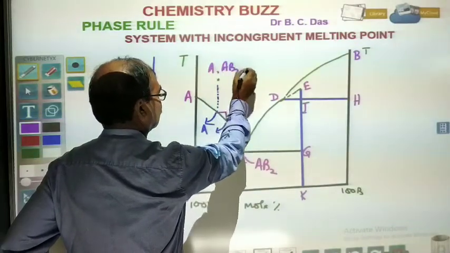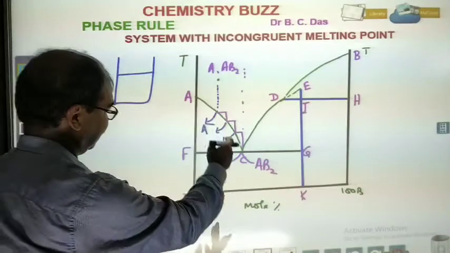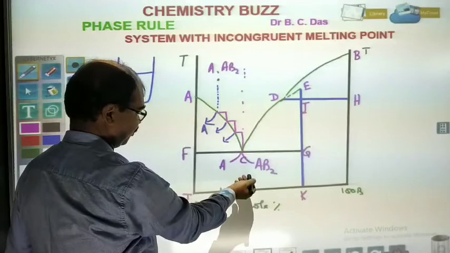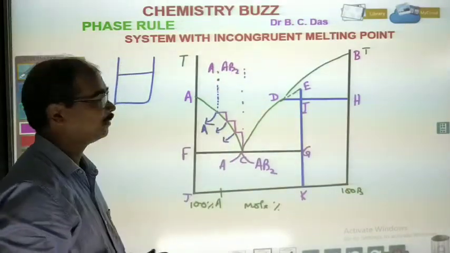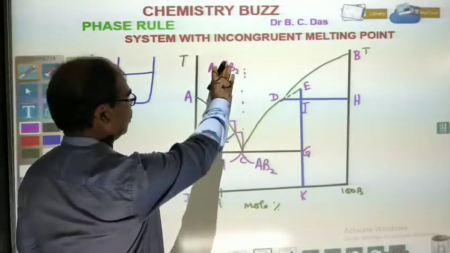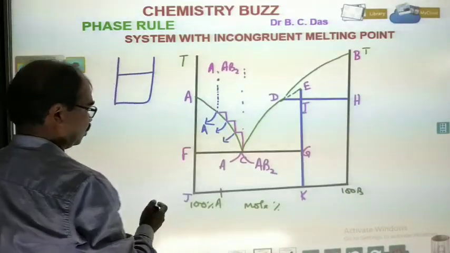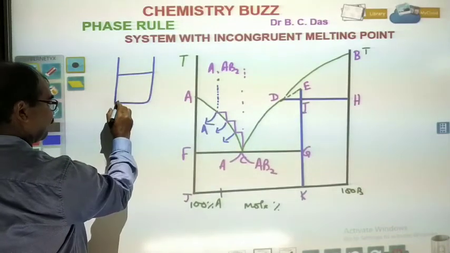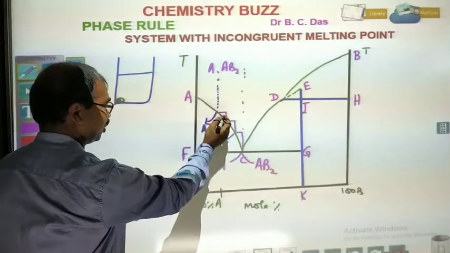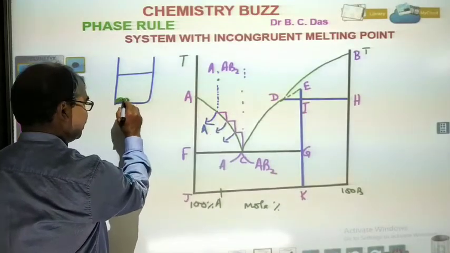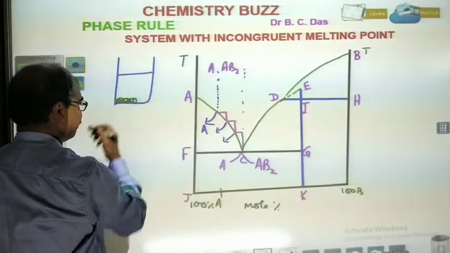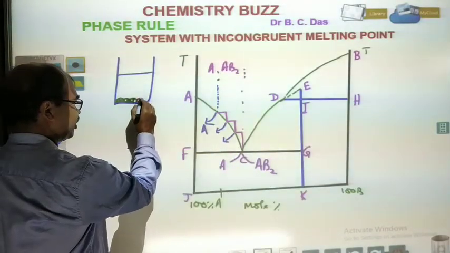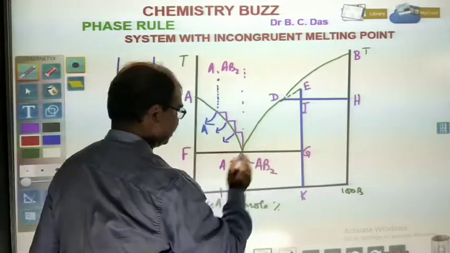In the melt, the composition is A and AB2. So in the liquid phase, the two components react. Here A is maximum and B is minimum, so whatever B is present reacts with A to form AB2, and this is also in the molten state. At this point some A is formed; when further cooled, some more A is formed, and at this eutectic point C, we have the formation of the new compound, AB2.